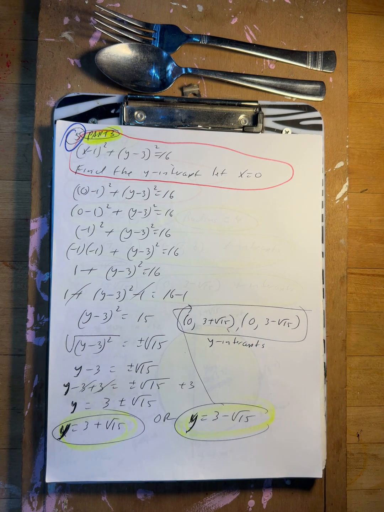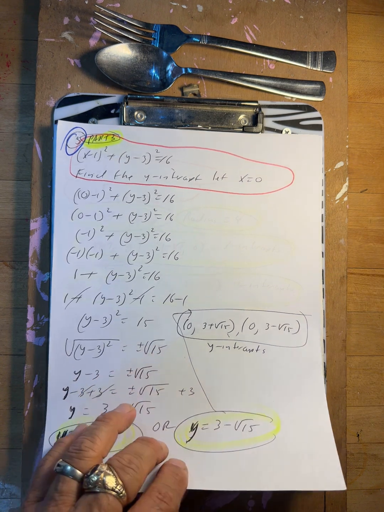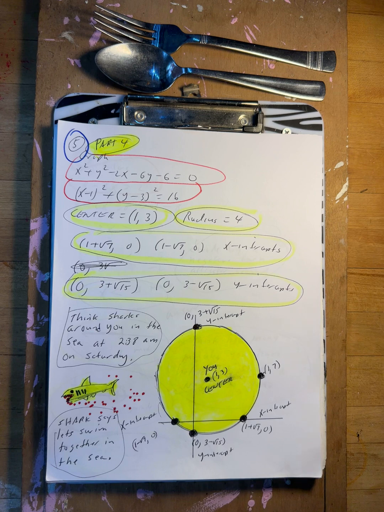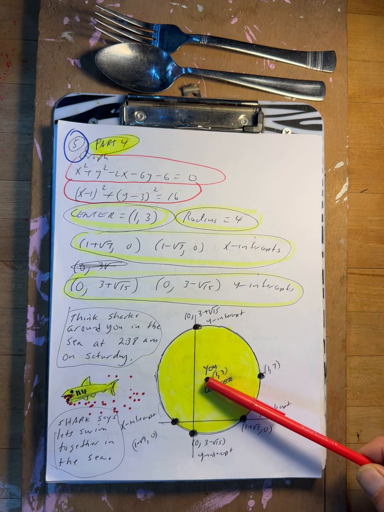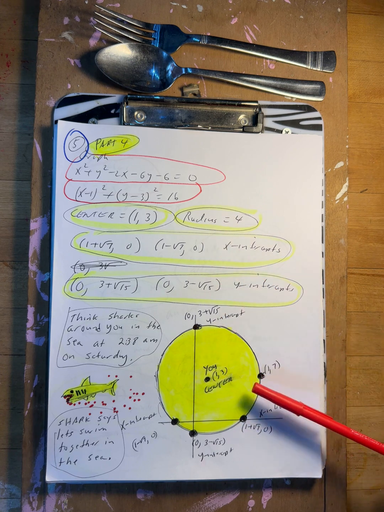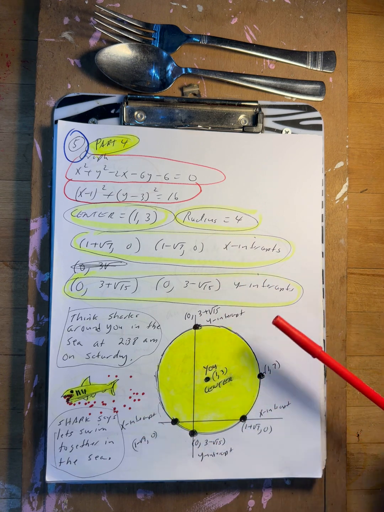So now we have the x-intercepts, y-intercepts, and center. Now we can start graphing this thing. So we know the center is (1, 3). Radius is 4. All these are going to be 4s.